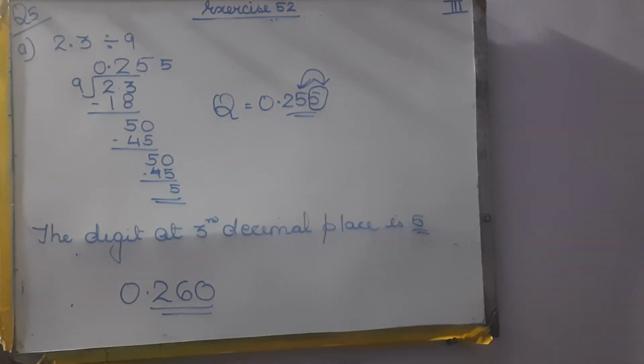So the round off of 0.255 will be 0.260, or you can write it as 0.26. In this, first you have to divide, then you have to round off the number.